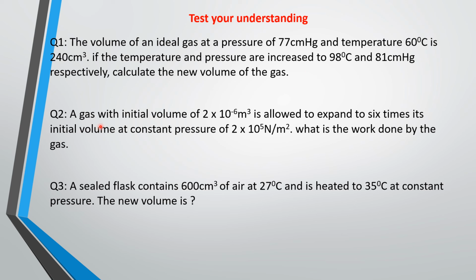And this one says a gas with an initial volume is allowed to expand to 6 times its initial volume at constant pressure. What is the work done by the gas? Simple. This is what we just did now, right? And this one: a flask contains 600 centimeter cube of air at 27 degrees centigrade and is heated to 35 degrees centigrade at constant pressure. The new volume is? This one has to do with Charles's law, so volume over temperature. You should be able to solve all these problems with ease, right?